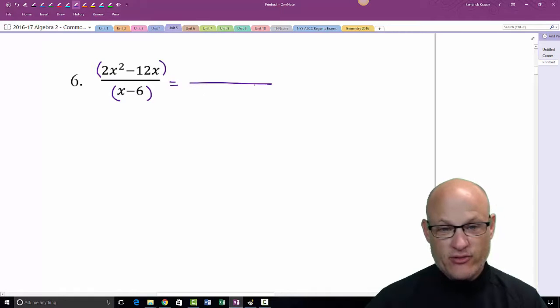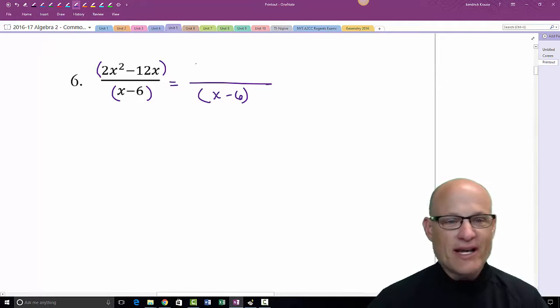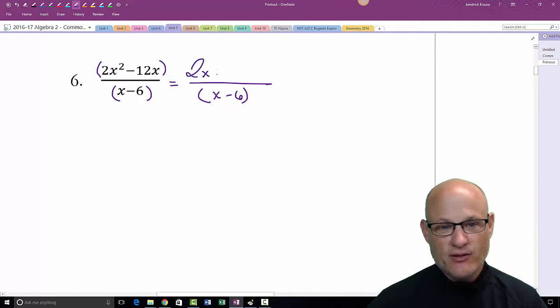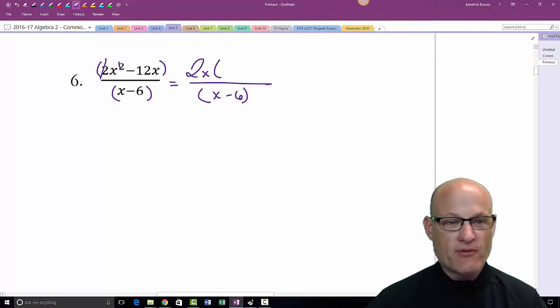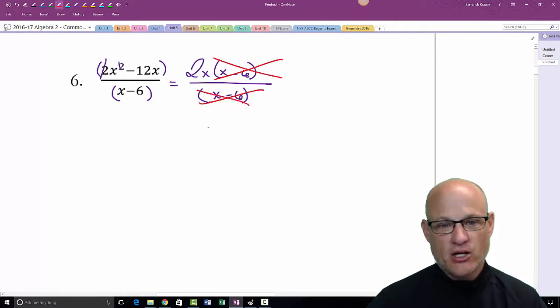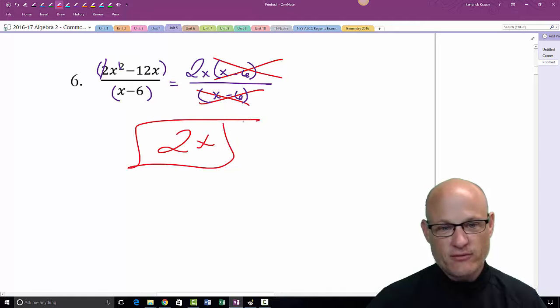The denominator is easy. It's just x minus 6. In the numerator, we've got to take out a GCF. In this case, we're going to take out a 2x. When I take a 2x away from this, I'm left with x minus 6. Isn't that weird how that always seems to work out? Gone. My answer is just 2x.